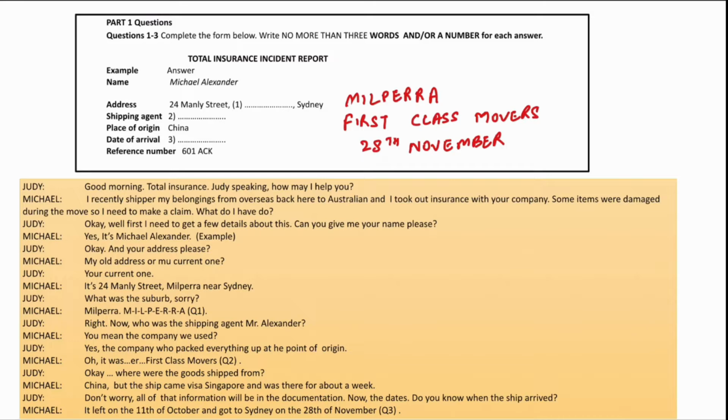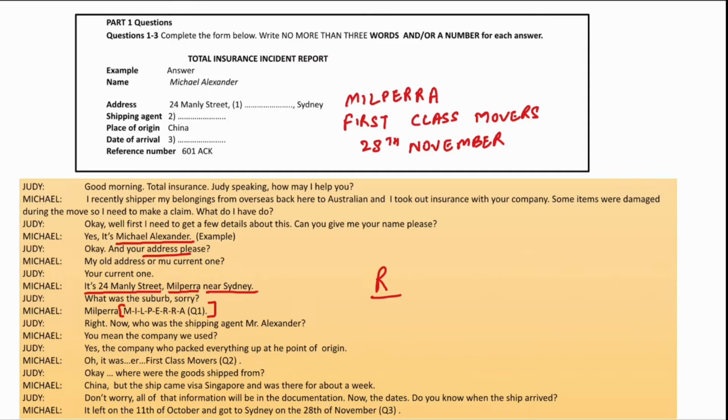But you can check out one thing: when the name, as an example, was said by the speaker Michael, then Judy asked for the address, and here he said the current address. It is 24 Manly Street, Milperra, near Sydney. Now here you have observed one thing, that when he pronounced that word, he pronounced our R as ah. So that is the particular accent they were using to pronounce a word. So he said Milperra. So now R he pronounces as ah.